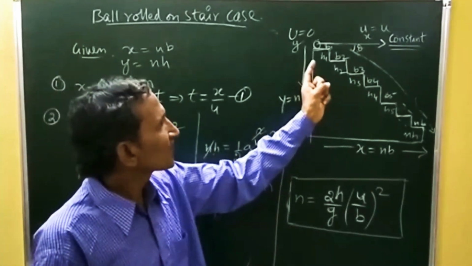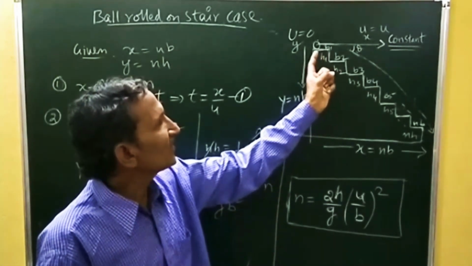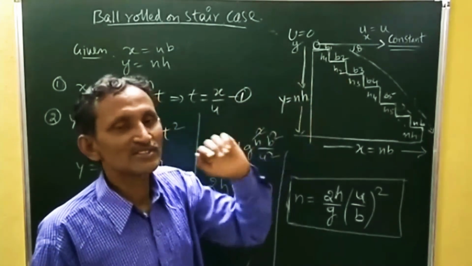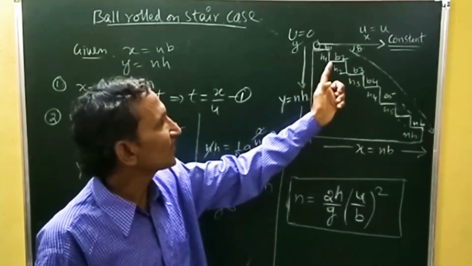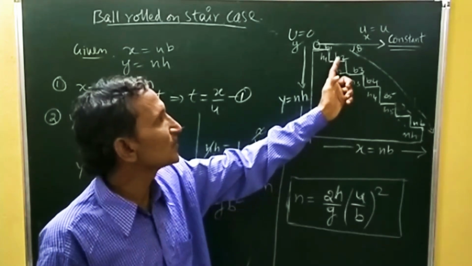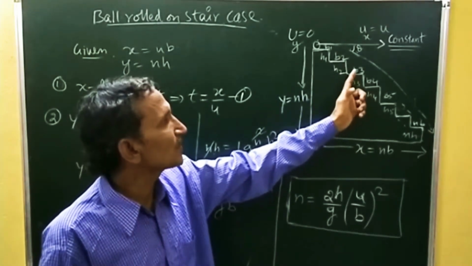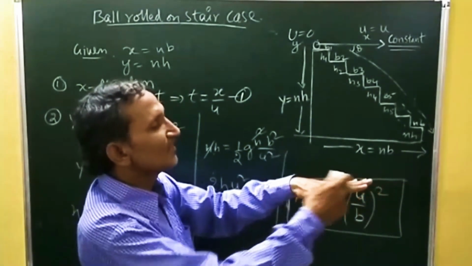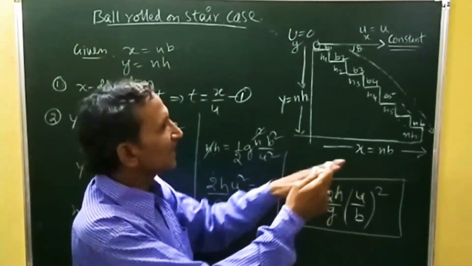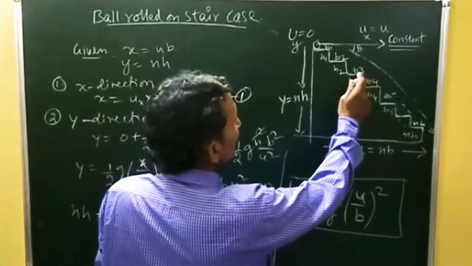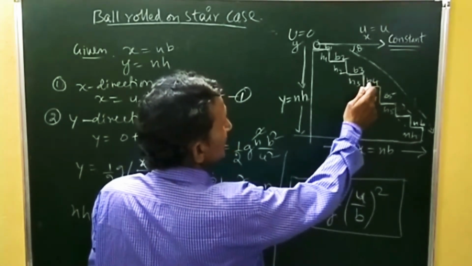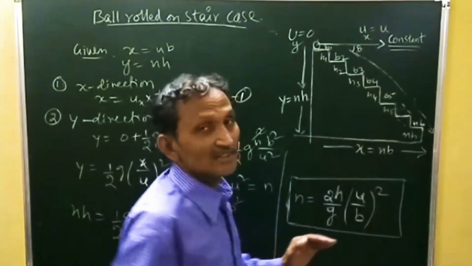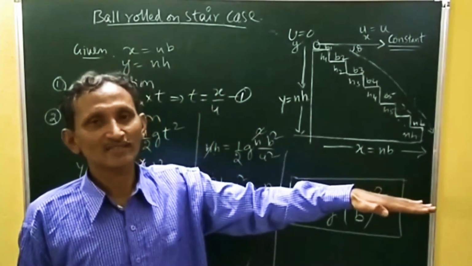Here I am taking the width of the first step as B1, the width of the second step as B2, the width of the third step as B3. When we step on the stairs, that is the width area. Like that, the fourth step, the fifth, the sixth, we have n number of width areas.